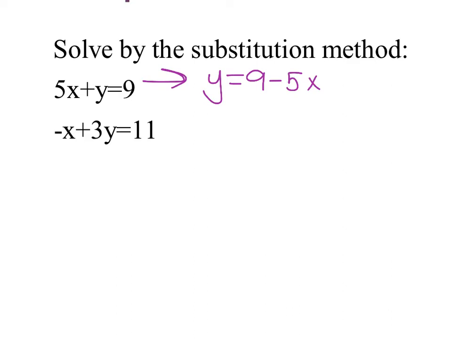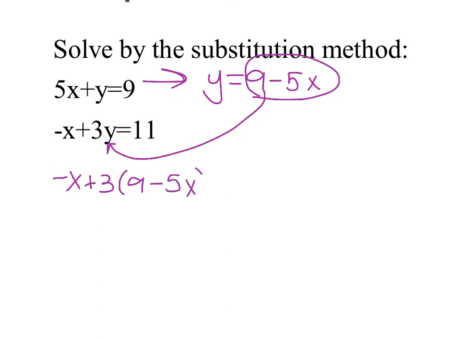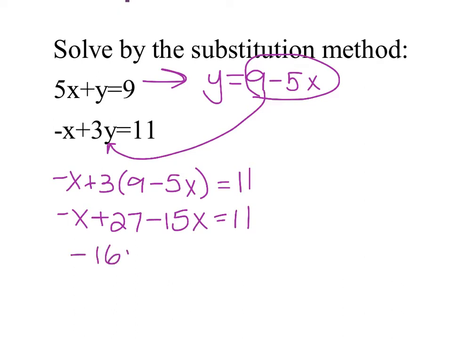Now I've used the first one, so I can't use that one anymore. I'm going to take what y equals and plug it into the second one. And I get negative x plus 3 times 9 minus 5x equals 11. Negative x plus 27 minus 15x equals 11. Negative 16x equals negative 16, and x equals 1.